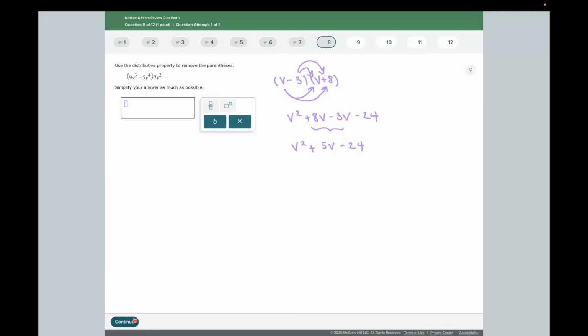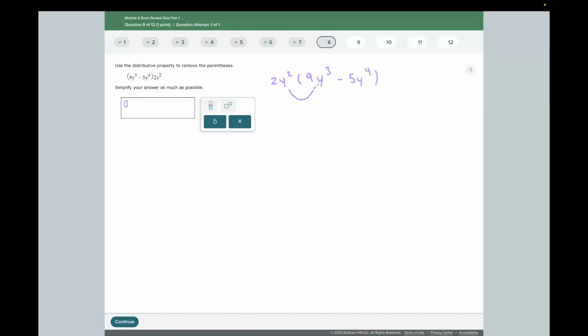All right, on to problem 8. Ooh, another one distributing. So I'm going to move the 2y squared to the left. Again, multiplication commutes, so it doesn't matter what order we do it in. 2y squared times 9y cubed minus 5y to the 4.